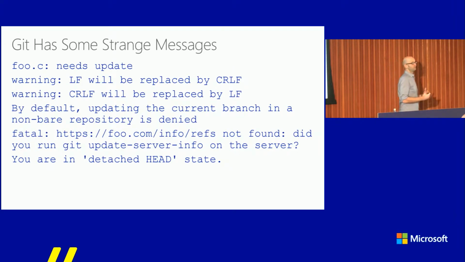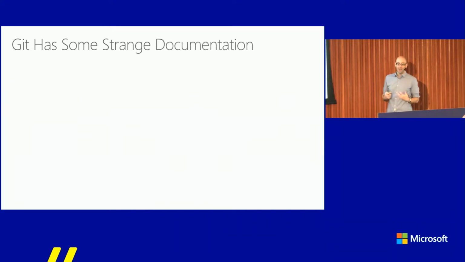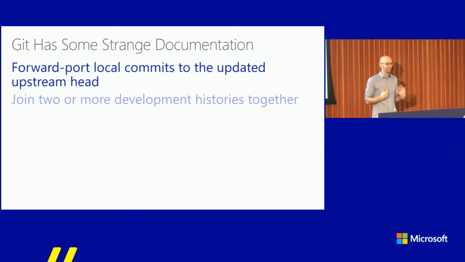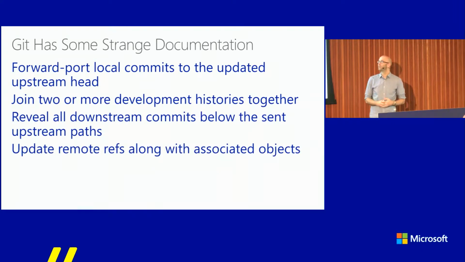And if you want to try to figure out how these commands work and what these error messages are telling you, you go to the documentation and it's not very helpful either, because it tells you things like "forward port local commits to the updated upstream head." I actually know what that means only because I had to do this research to make this slide. That's the documentation for rebase. But if I didn't know that and you told me that a command was going to do that, I wouldn't have any idea what it did.